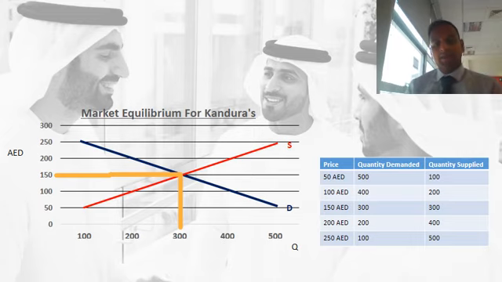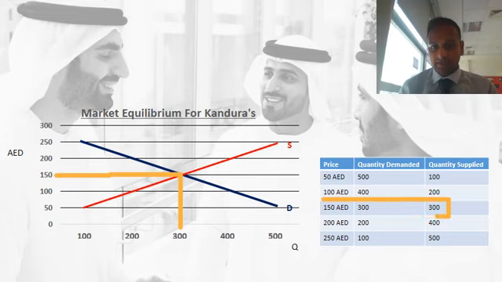If we look at this diagram, we can see also from the data here. We can actually find the equilibrium just from looking at the data. We can see that when the quantity demanded is equal to the quantity supplied, we've got an equilibrium price of 150 dirhams.